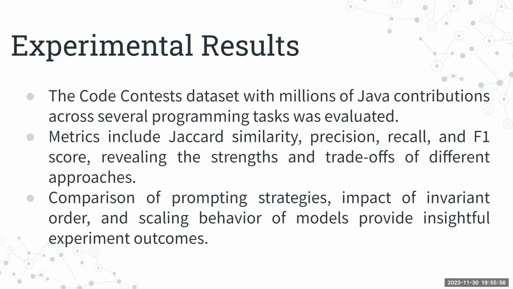The Jaccard similarity metric allows us to measure the intersection over union of predicted and actual invariants, providing a nuanced understanding of the predictive accuracy of our models. The trio of precision, recall, and F1 score provides a balanced view of the performance of our approaches. Let us discuss through an example in the figure.